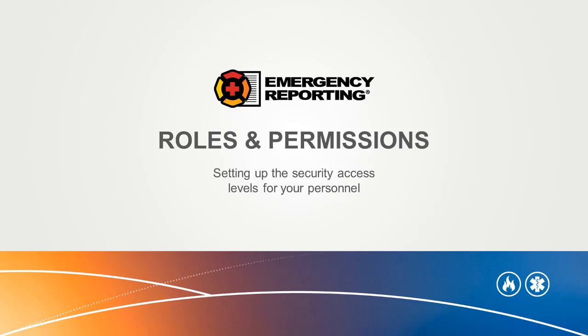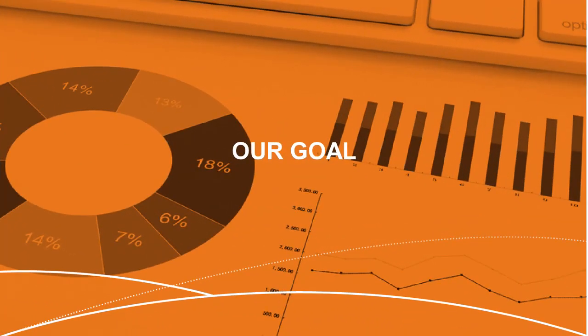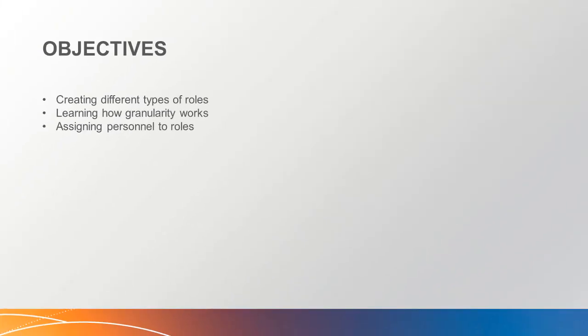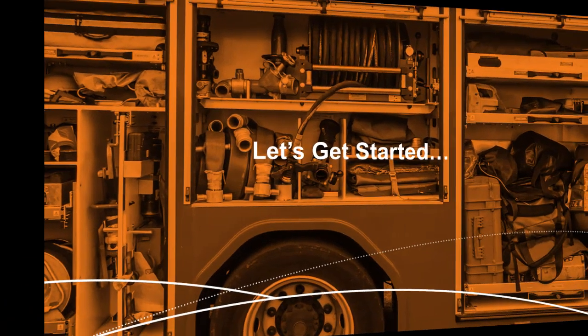In this tutorial, we're going to look at our security roles and permissions. Our goal is to help you and your department get started off on the right foot with the most trusted records management system for fire and EMS agencies. I'm going to show you how to create three different types of roles. I'll explain how granularity works. And lastly, I'll show you how to move personnel from one role to another.